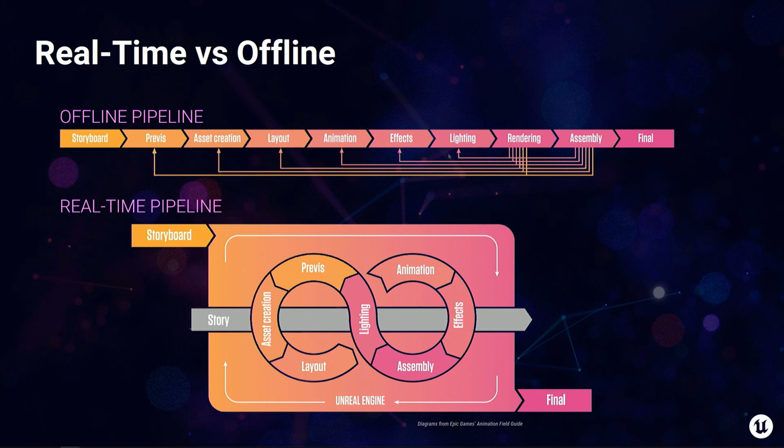So here I have two diagrams. One is a traditional offline pipeline. The other is a real-time pipeline. The traditional production, using a traditional offline pipeline, uses an assembly line approach. So all the tasks are kind of handled linearly on a shot and performed sequentially. Whereas we can see with the real-time workflow, it's like a little bit more holistic. Departments can work simultaneously or in parallel, and they work closer together. And it's very much a nonlinear workflow.